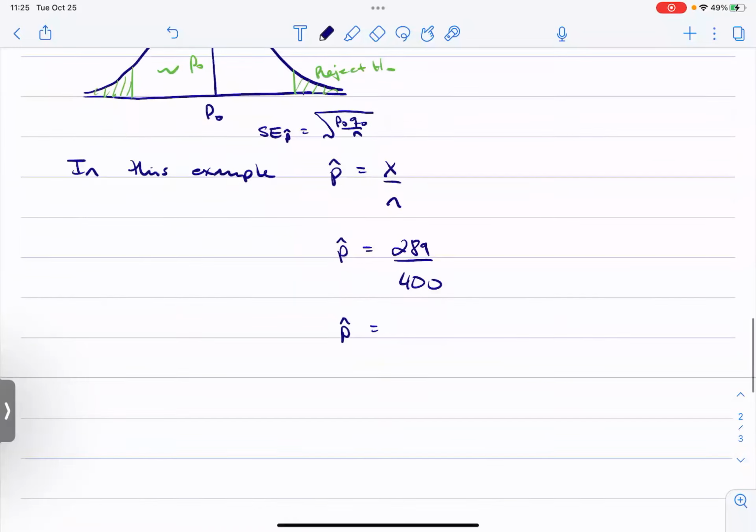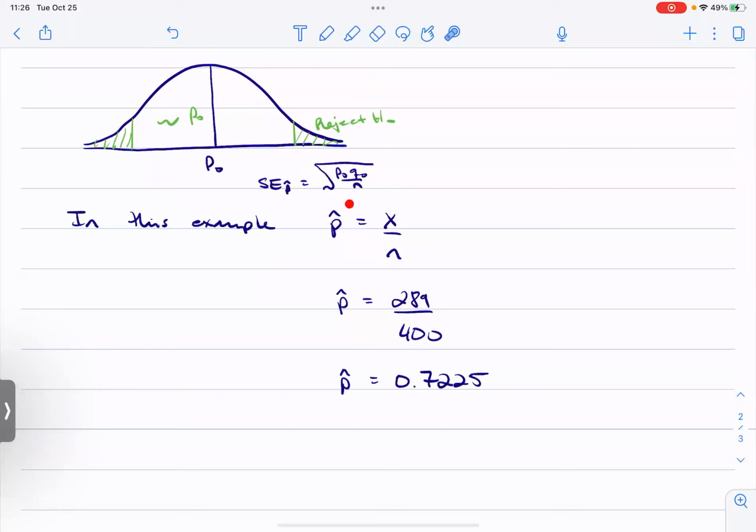So the question is, 0.7225 is different from 0.5, obviously, but is it significantly different from 0.5? And that's what we want to find. How do we decide that? Well, how many standard errors is it from 0.5? Which leads me to step 2, do the test.